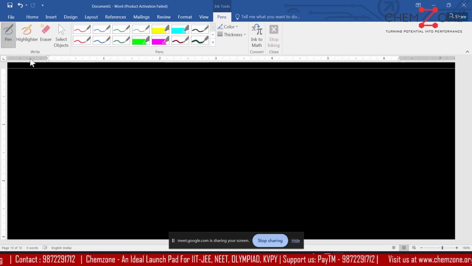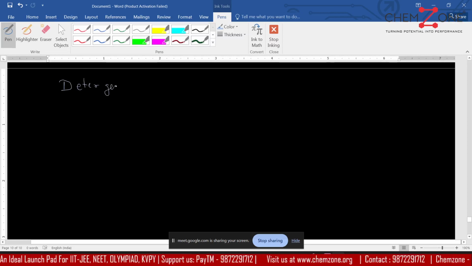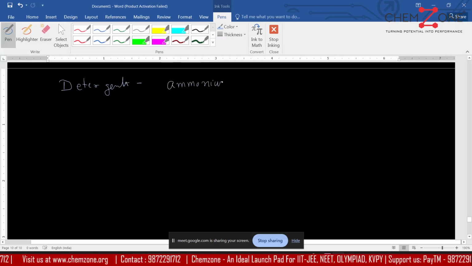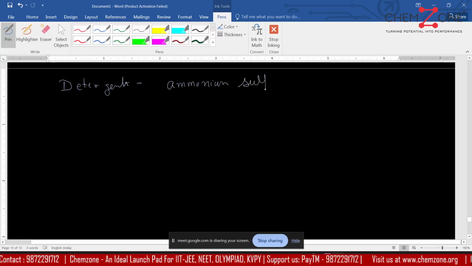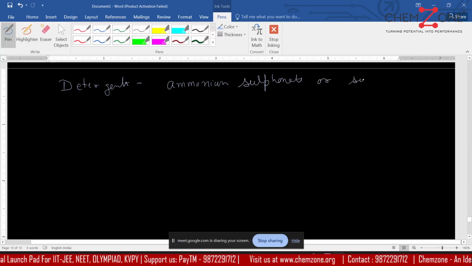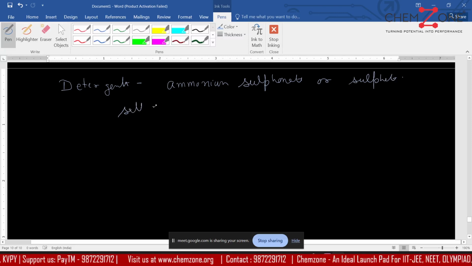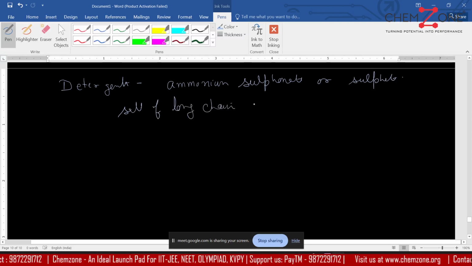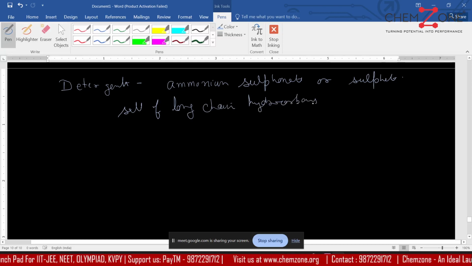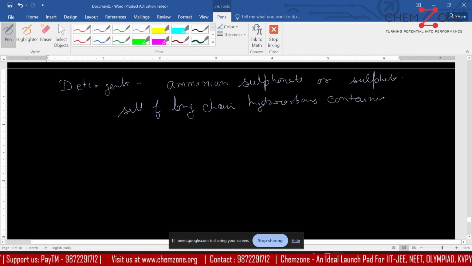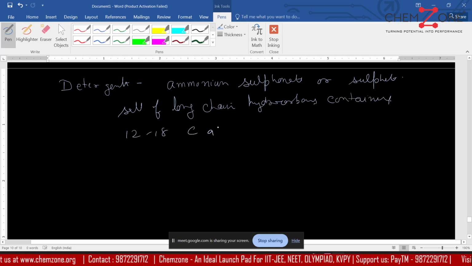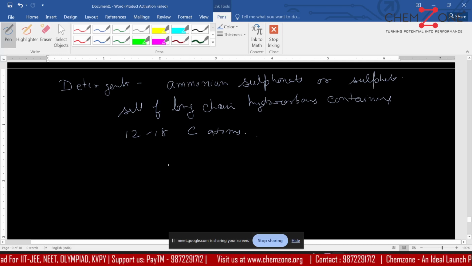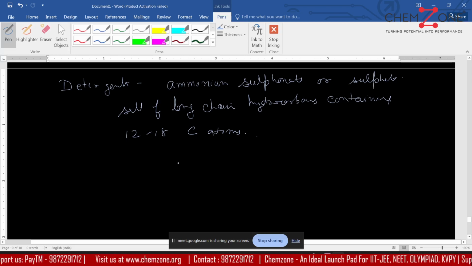So what are detergents? You can write down: detergents are ammonium sulfonate or sulfate salts of long chain hydrocarbon containing 12 to 18 carbon atoms. Right? This is a detergent, right?